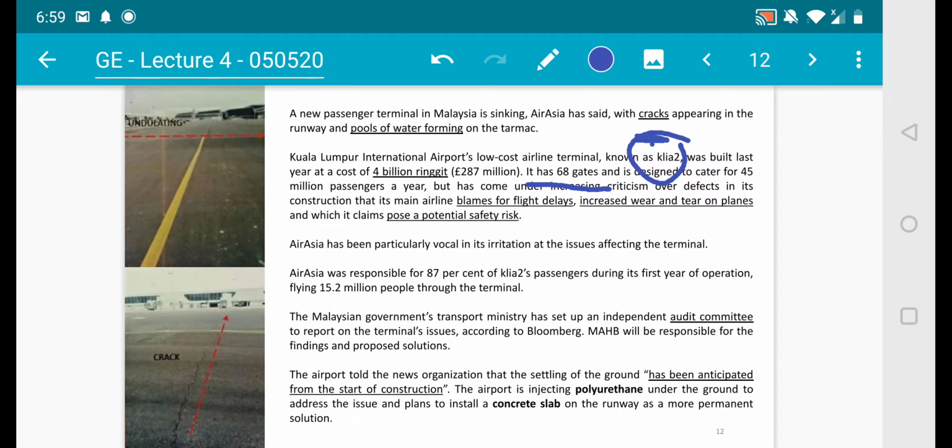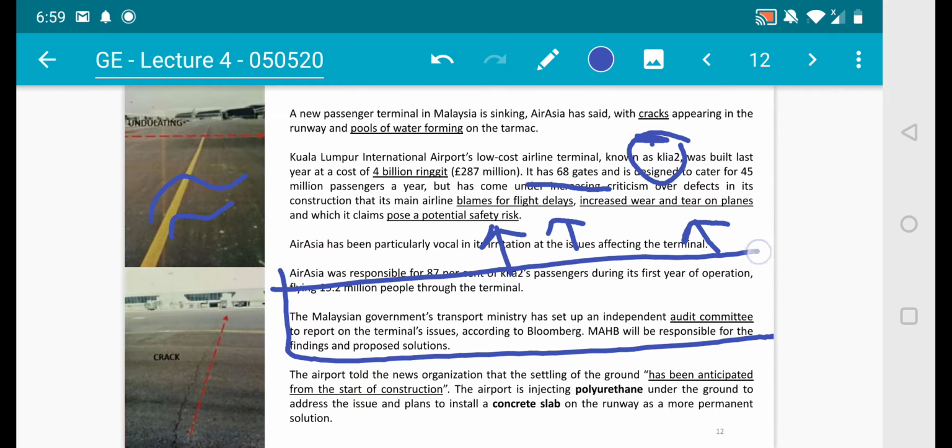However, it has come under criticism over defects in its construction, which its main airline blames for flight delays, increased wear and tear on planes, and which it claimed posed a potential safety risk. So when the ground is not properly prepared in the early stage of construction, you'll get some more effects later. So in the end, they make some issue on this.